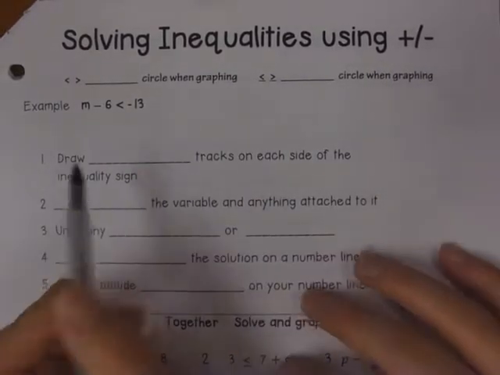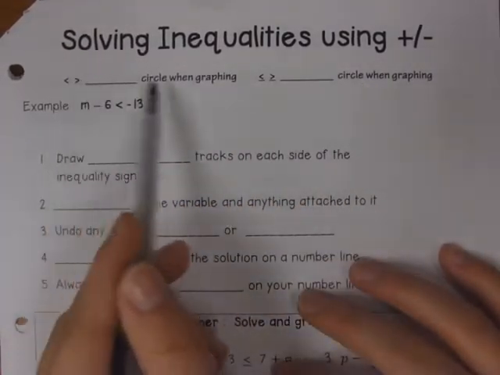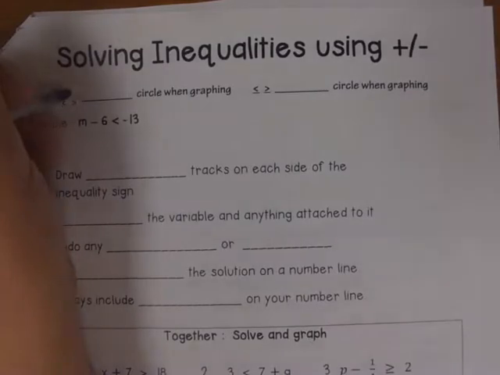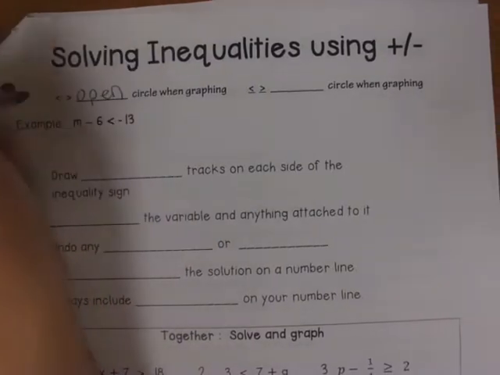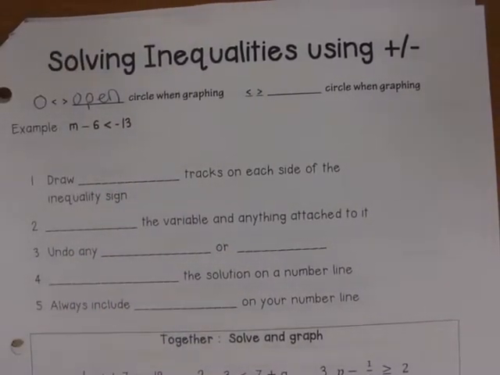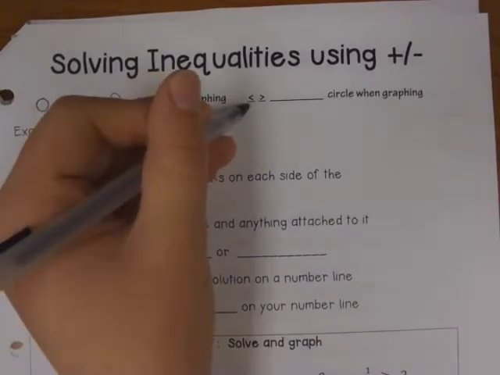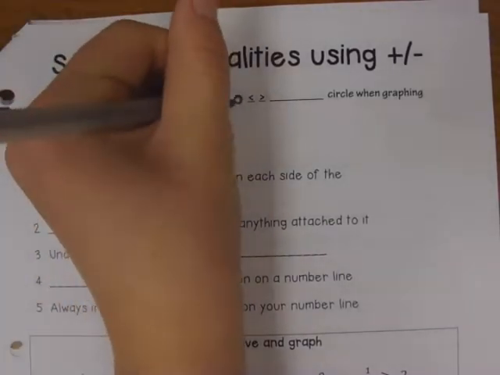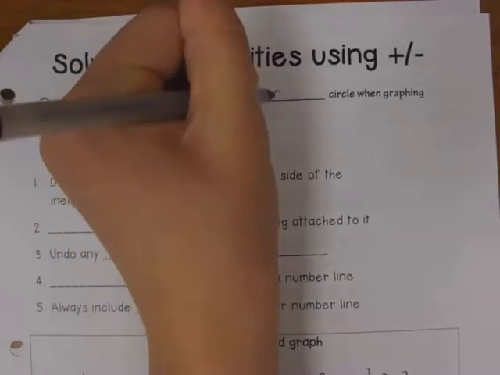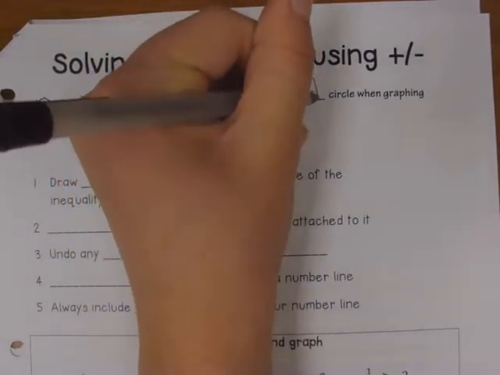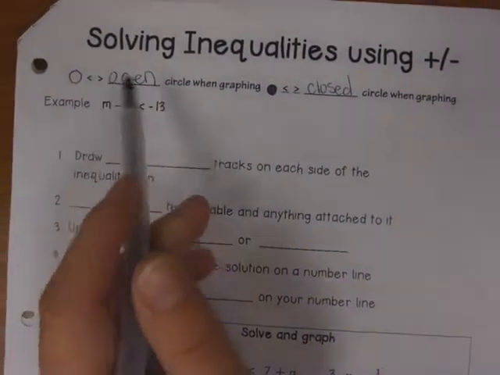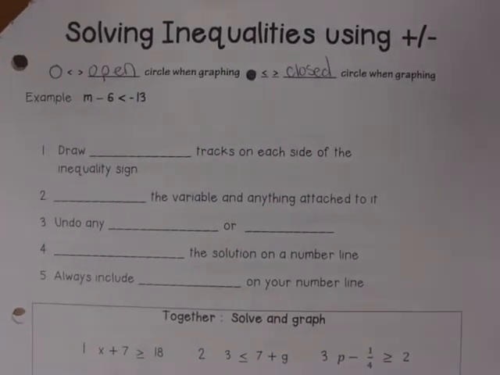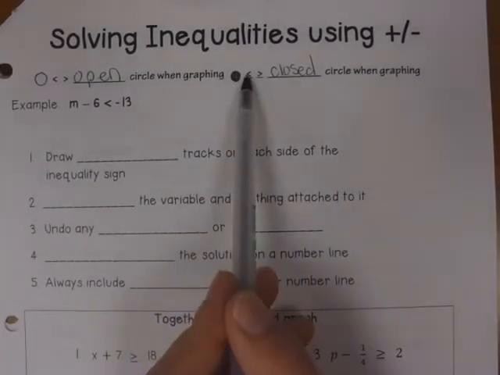Okay, so first of all, if you look up here, what we are going to do is just remind you that if there's no line underneath, then it's an open circle when graphing. And if there is an equal sign underneath like that, then it's a closed circle when graphing. There's my two circles, open and closed. And we talked about graphing yesterday, but I just want you to get in the habit of, oh, it's equal to underneath, closed circle.